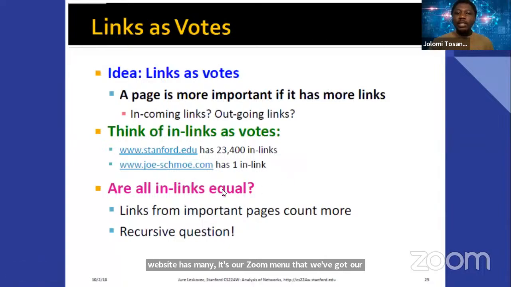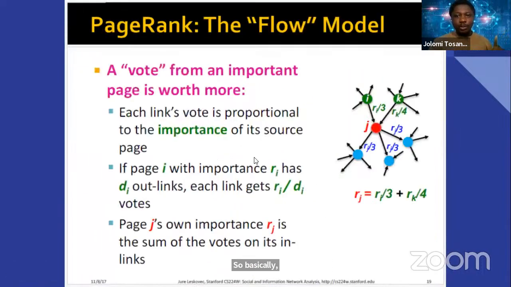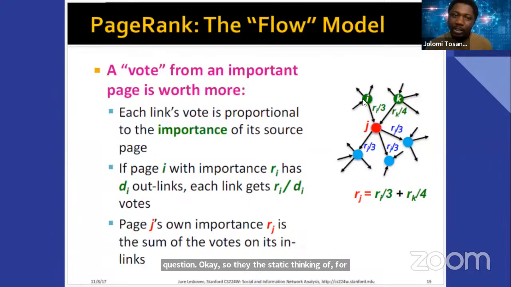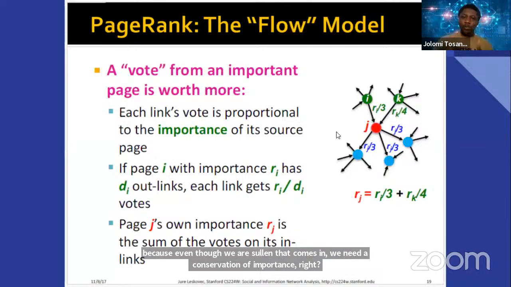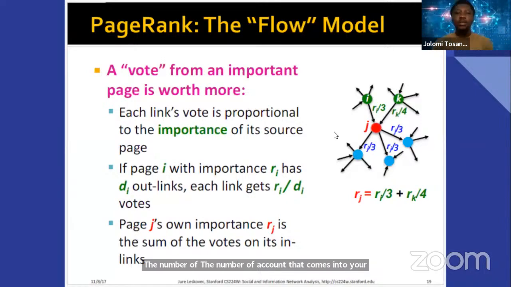But then, are all links equal? Next question. If you look at this website J, these two websites take you into this website. So should we just take the raw count and say, because there are two links, it has an importance of two? No, because even though two links come in, we need a conservation of importance, right? The importance that comes into a website should be the importance that takes you out of that website. We want to think of a flow system.